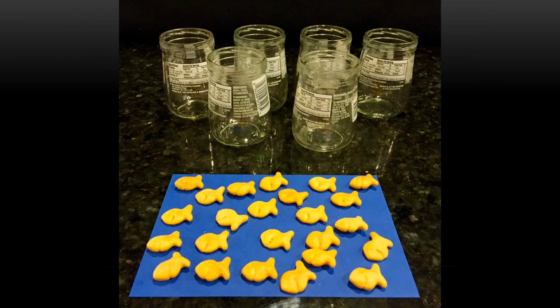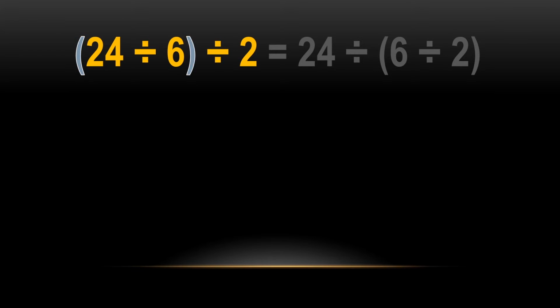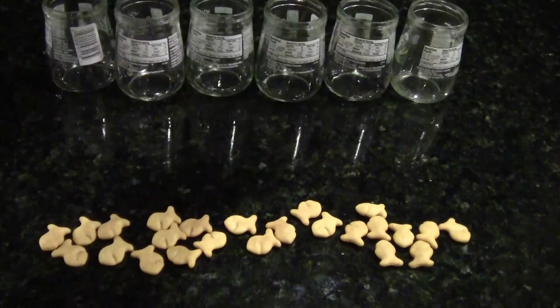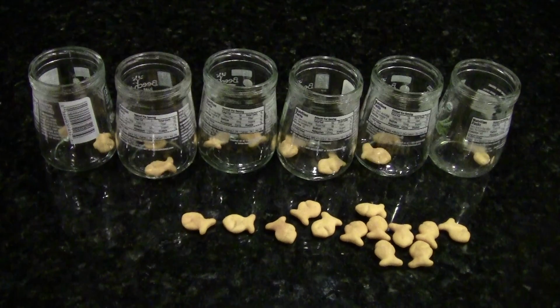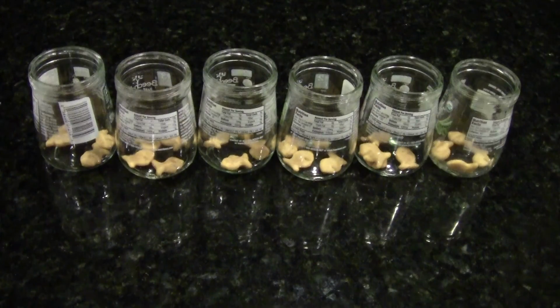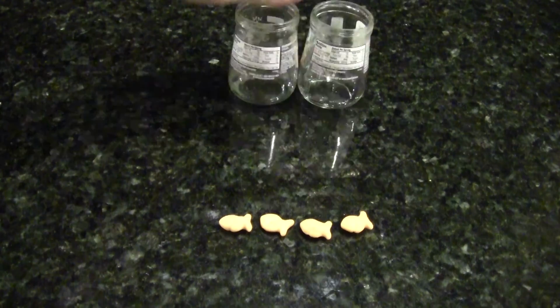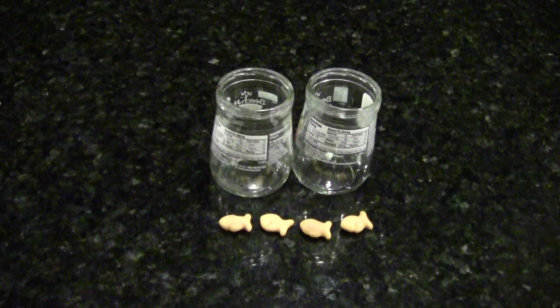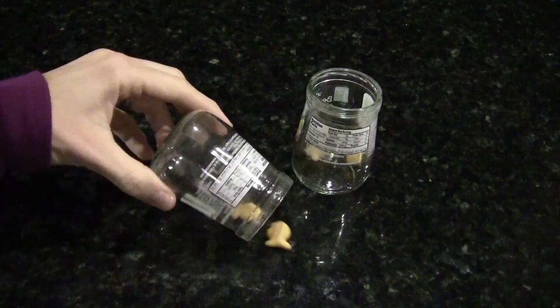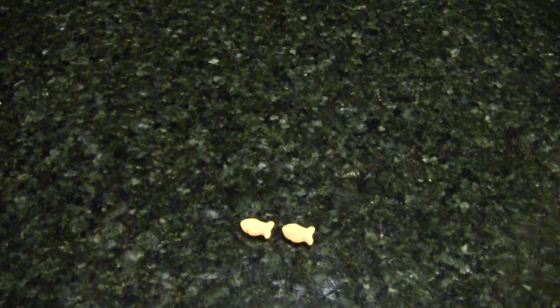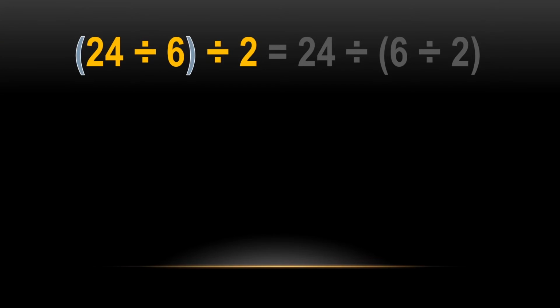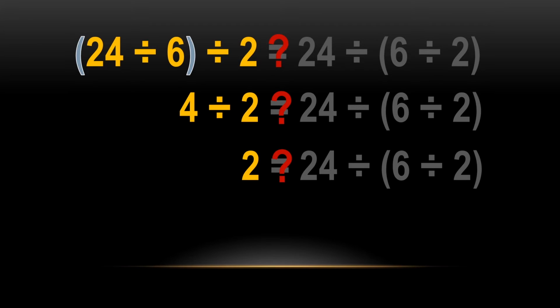Let's find out with goldfish and fish tanks. First, on this side of the equal sign, we begin with 24 goldfish being divided evenly among 6 tanks. 24 fish divided by 6 tanks equals 4 fish per tank. Now we're going to look at the quantity of fish in just one of those tanks, which is 4 fish. 4 fish becomes our new dividend and 2 tanks is our divisor. 4 fish divided by 2 tanks equals 2 fish per tank. Our final quotient for this side of the equation is 2 fish per tank.